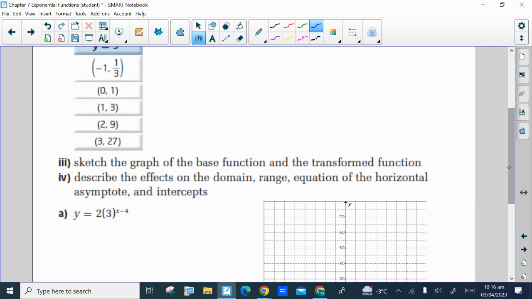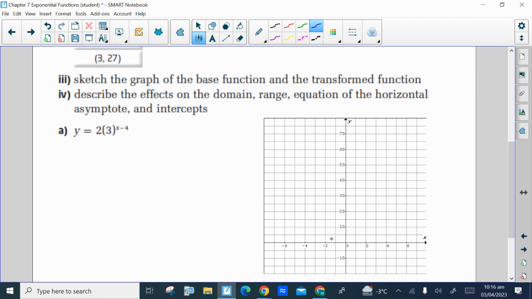equation. The first point is negative 1 comma 1/3. The next point is 0, 1. The next point is 1, 3. Then 2, 9. And then 3, 27.